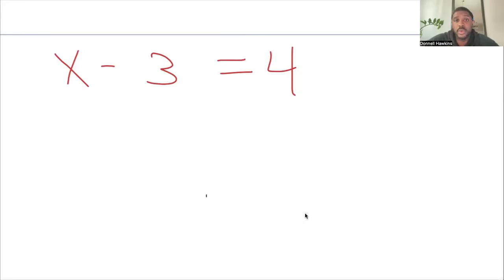Let's talk about solving equations. This is the one-step solving equations with addition and subtraction, okay? As we have right here on this screen, the goal is to solve for x. Do not forget to solve for x.